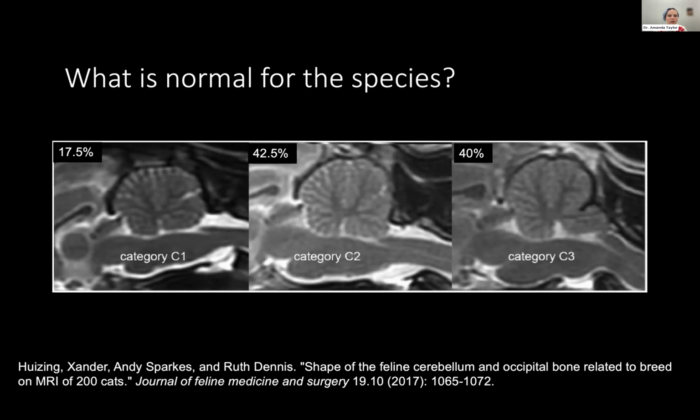You've got category C1 there on the left with this really pretty, fluffy cerebellum. Then one with a flattened caudal aspect secondary to the occipital bone, which is here in the center as C2, and one where you not only have flattening of the caudal aspect of the cerebellum, but you actually see herniation through the foramen magnum, here as C3. This is a normal finding in 40% of cats, with brachycephalic cats such as Persians being far more likely to display category C3. And if you did not know that about cats, you might consider that an acute change and have some concerns for increased intracranial pressure.